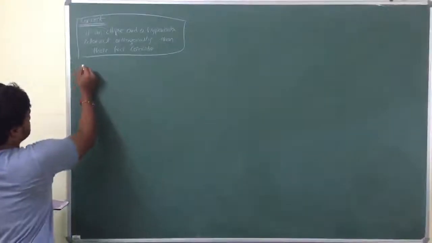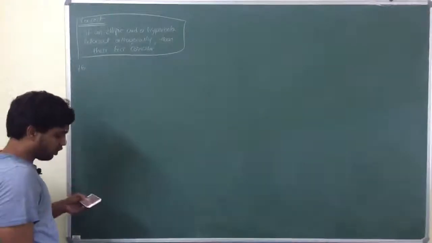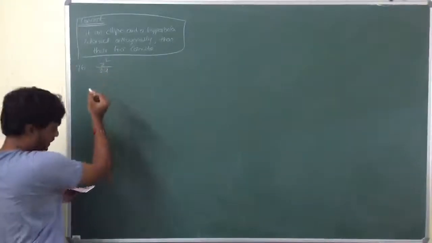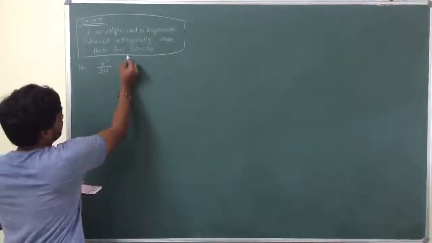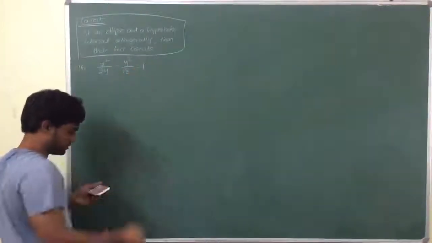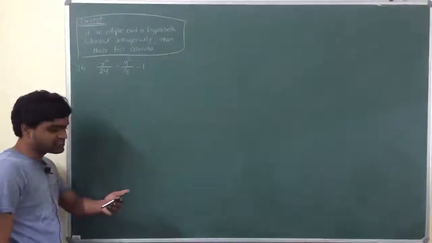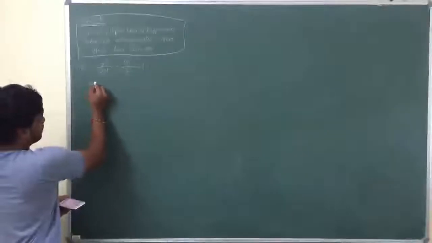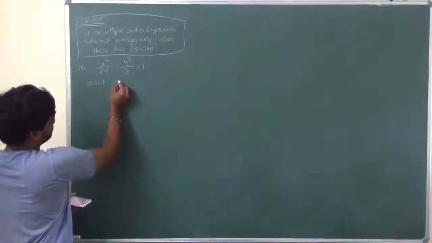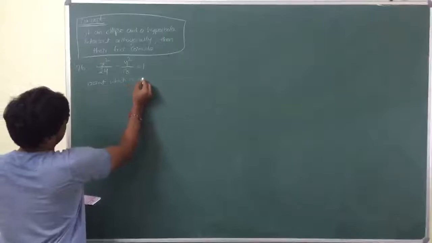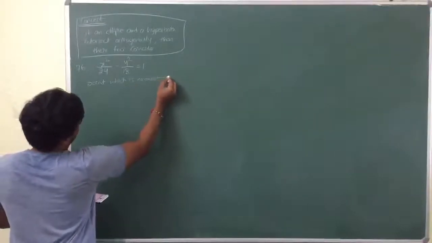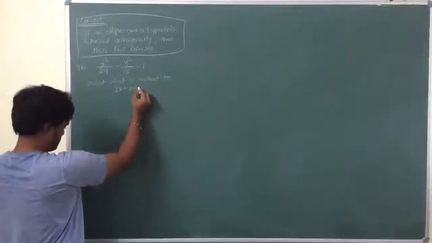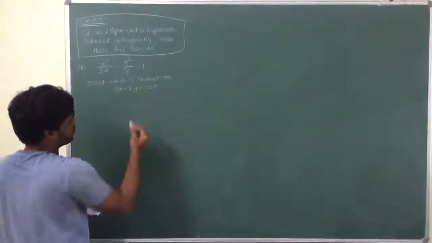76th question number. The coordinates of a point on hyperbola x square by 24 minus y square by 18 is equal to 1, which is nearest to the line 3x plus 2y plus 1 is equal to 0. Point which is nearest to 3x plus 2y plus 1 is equal to 0.